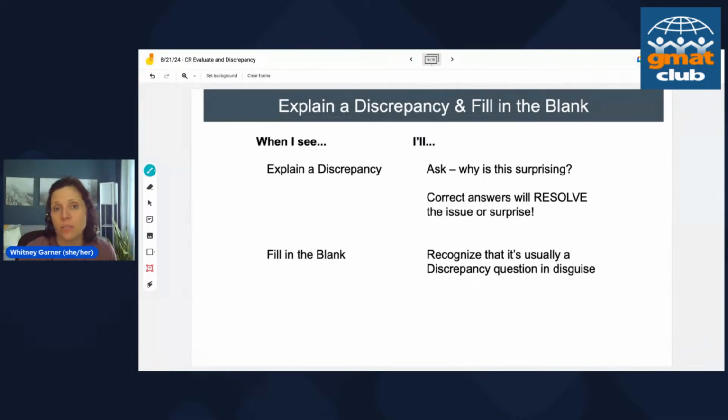Next up in the series, we'll start talking about boldface, so the structure questions, and we'll talk about coming up with our own inference or conclusions. And then we'll look at how all of this fits into the data insights section of the test, even though this is technically a verbal question type.